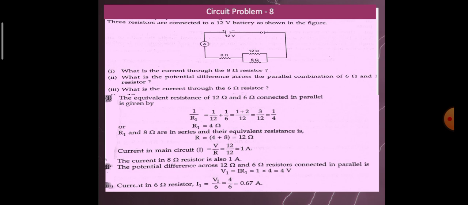Now the second question, the potential difference across the 12 ohm and 6 ohm resistance connected in parallel is V1 equal to I into R1, which is 1 into 4, which is 4 volt. Now the current in the 6 ohm resistor I1 will be V1 by 6, which is 4 by 6, equaling 0.67 ampere.